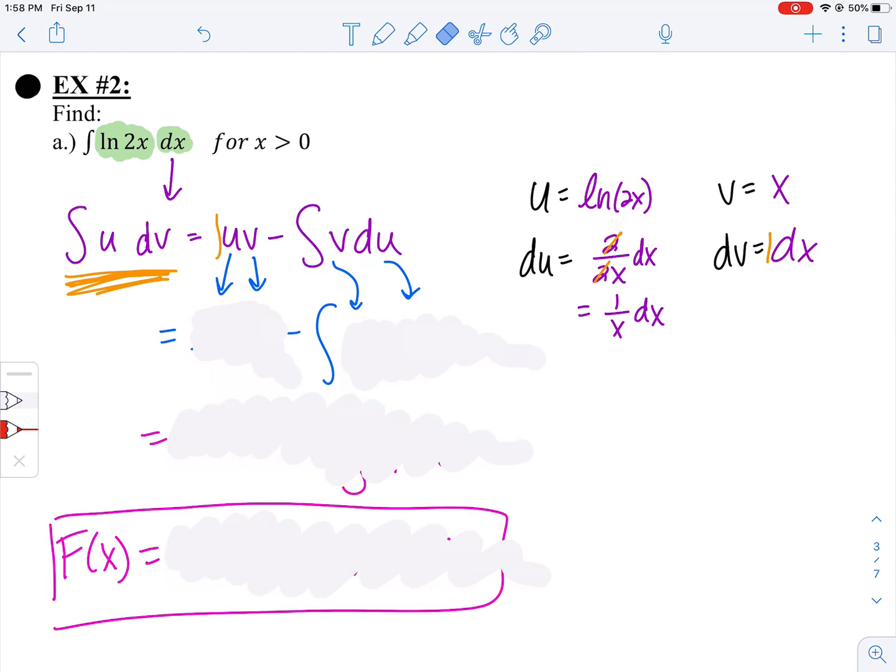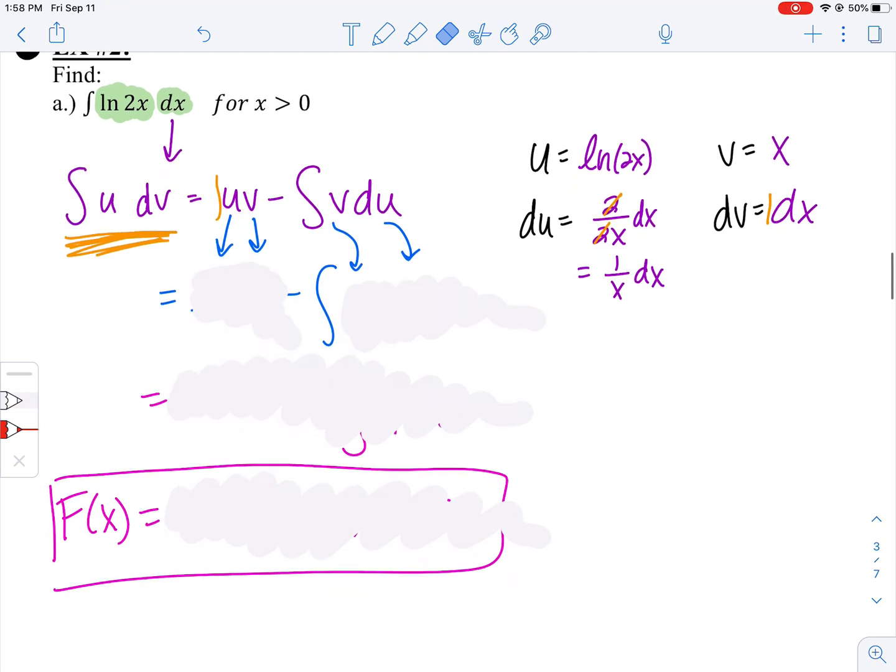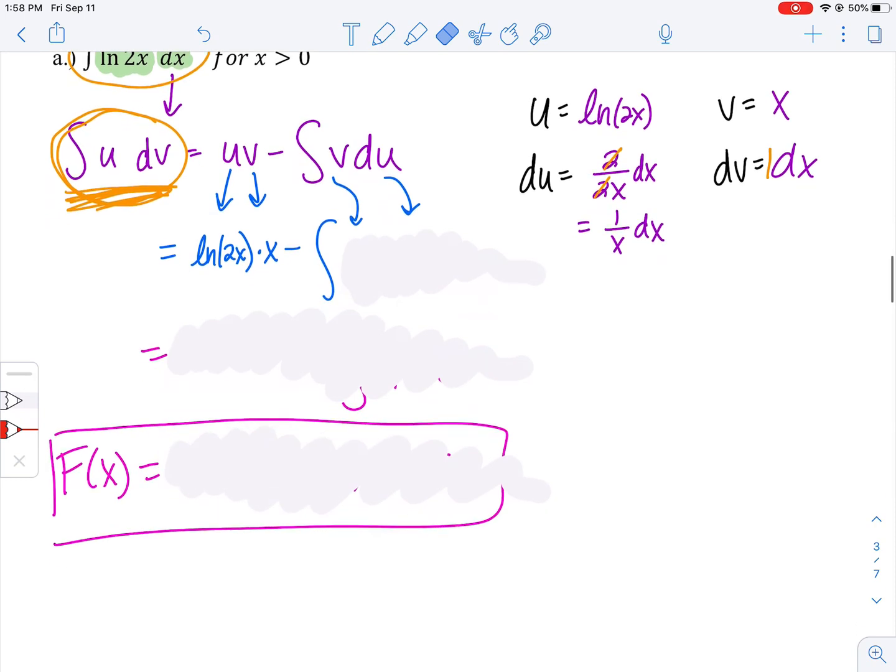So now that I have all four pieces, I can plug those four pieces into my integration by parts formula. I didn't know what the antiderivative of this was, but I do know now that it looks like this. I can find its equivalent by using the u times v. In this case, u times v would be the natural log of 2x times x minus the integral of v du. Well, v is x and du is the 1 over x dx.